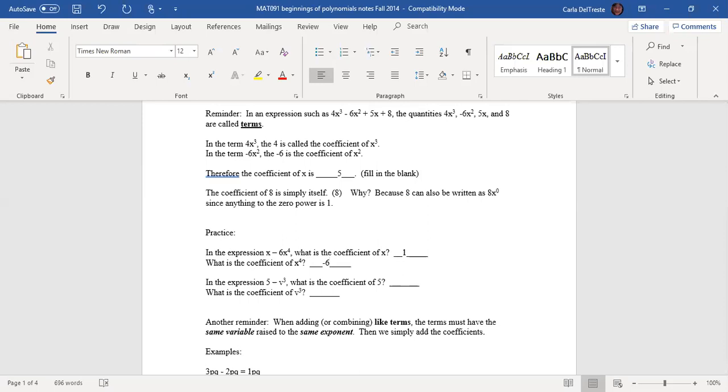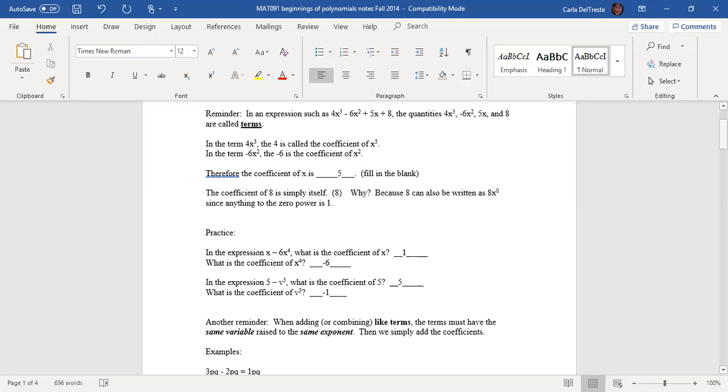In the expression 5 minus v to the third, what's the coefficient of 5? The coefficient on a constant, we just talked about that, is itself. So the coefficient is a 5. And what's the coefficient on v to the third? V to the third has negative 1 v to the third, because you can always put that 1 back in there. And so the coefficient is negative 1.